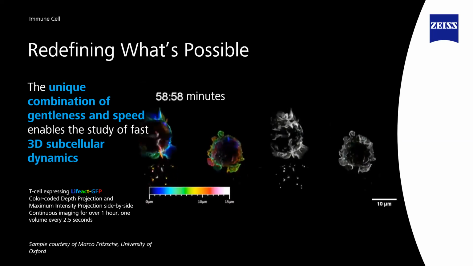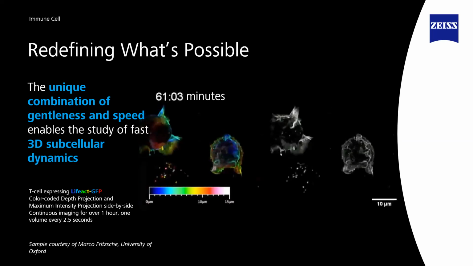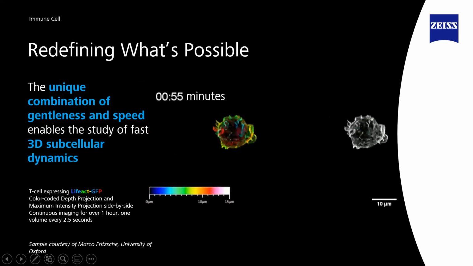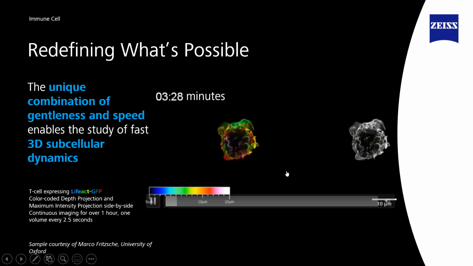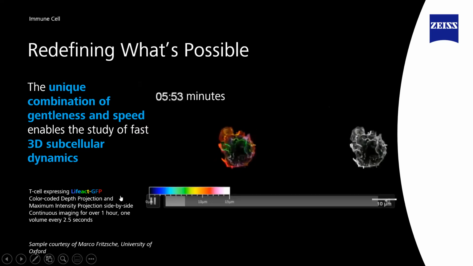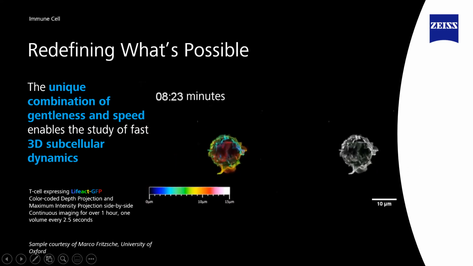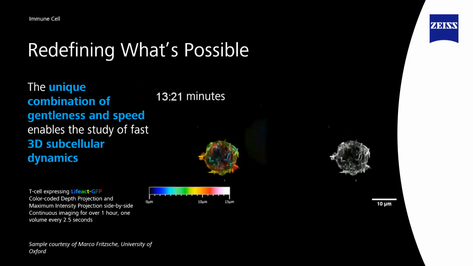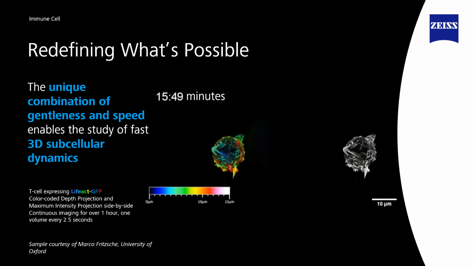lattice light sheet 7, we're able to acquire one volume of this particular T cell every 2.5 seconds for the total duration of this time lapse, over the course of an hour. So this combination of gentleness and image resolution is not really possible on other imaging modalities. This is going to be unique to the lattice light sheet 7.